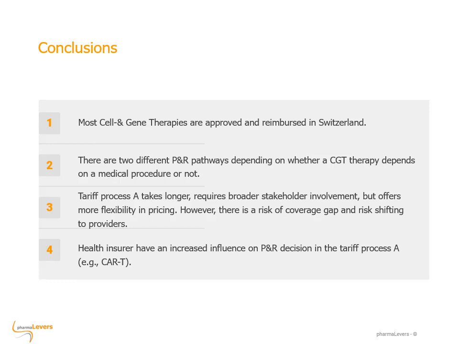There are 2 different P&R pathways depending on whether a CGT therapy depends on a medical procedure or not. Tariff process A takes longer, requires broader stakeholder involvement, but offers more flexibility in pricing. However, there is a risk of coverage gap and risk shifting to providers. Health insurers have an increased influence on P&R decision in the tariff process A, e.g., CAR-T.